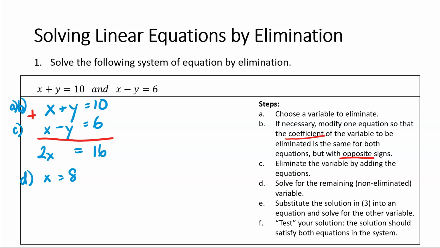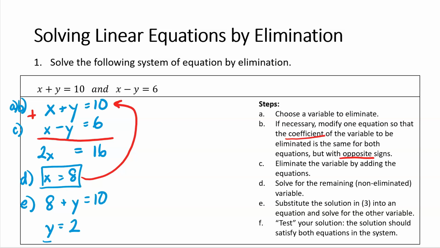And then you can do step E, which is substitute that value into one of the other equations. You can choose to substitute into any equation. I'll just substitute into the first one. So step E now, instead of x plus y equals 10, you can say 8 plus y equals 10. Then we can solve for y. y equals 10 minus 8, or y equals 2. There's your solution. The intersection, or the solution, occurs at x equals 8, y equals 2.